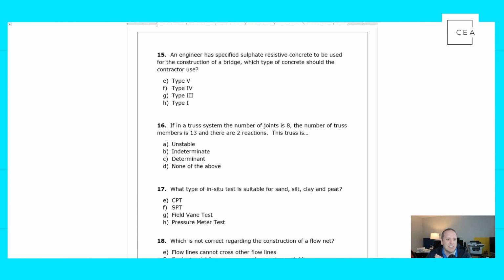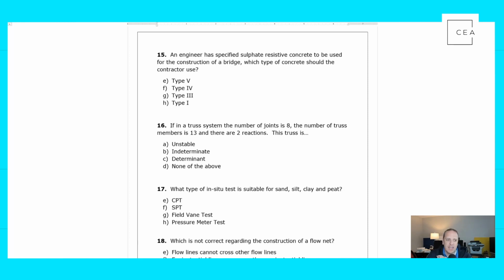And this question says, what type of in-situ test is suitable for sand, silt, clay, and peat? And the answer selections are CPT, SPT, a field vane test, or a pressure meter test. So what type of in-situ test is suitable for sand, silt, clay, and peat? So this one, you're going to have to understand and know different test types, right? For your geotech, what a CPT test is, what an SPT test is, what a field vane test is, and what a pressure meter test is.